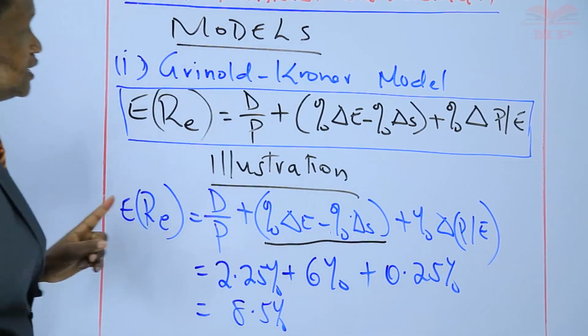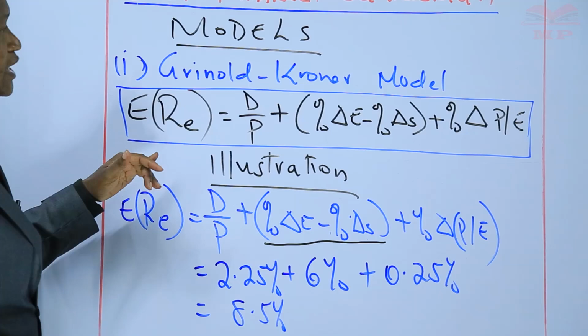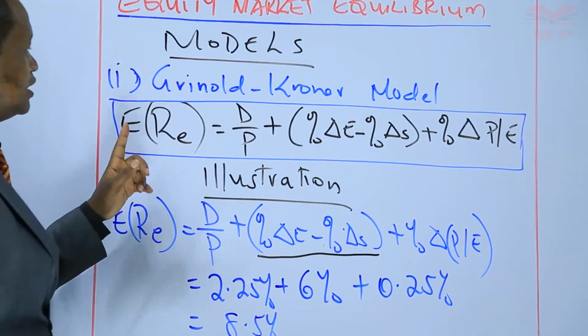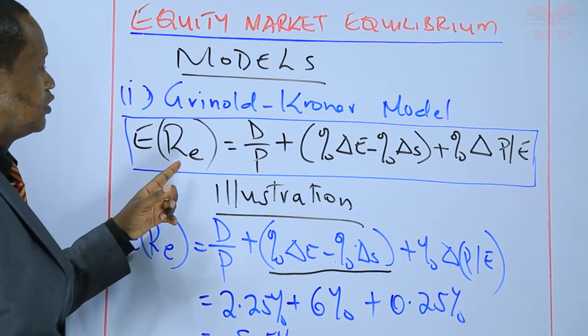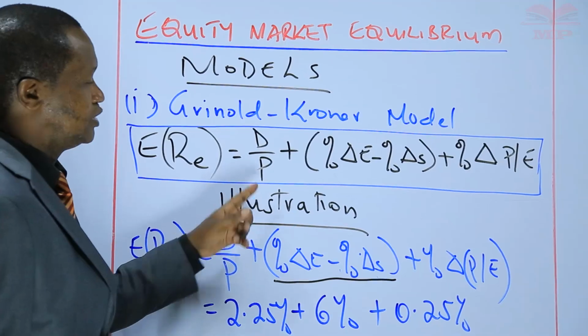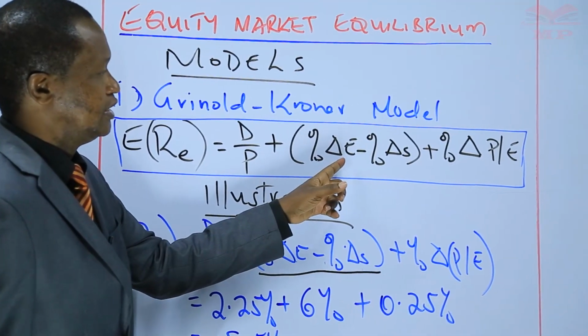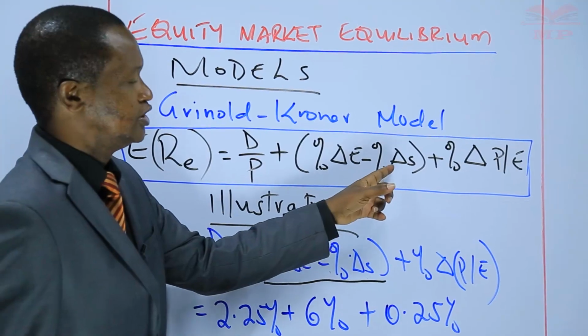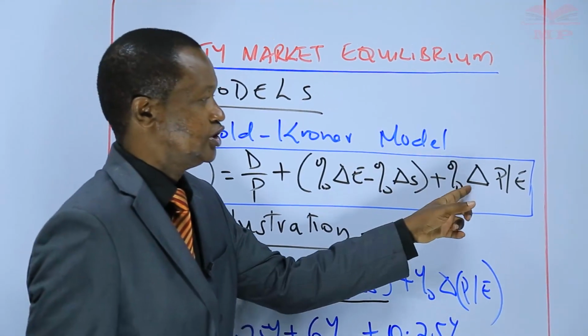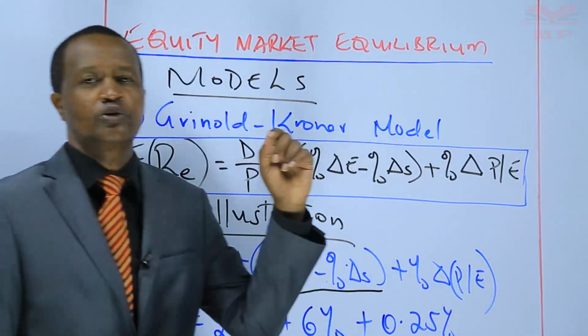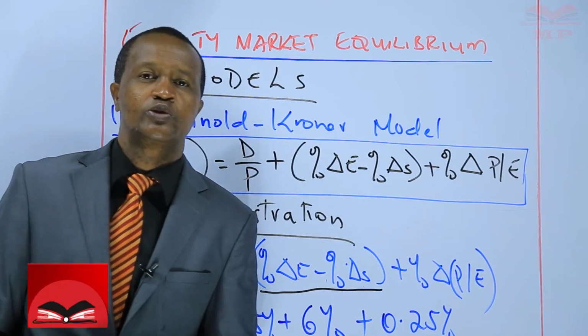All you need to understand and memorize is the model, which is expected return on equity is equal to D over P, which is the dividend yield, plus percentage change in E minus percentage change in S plus percentage change in PE.